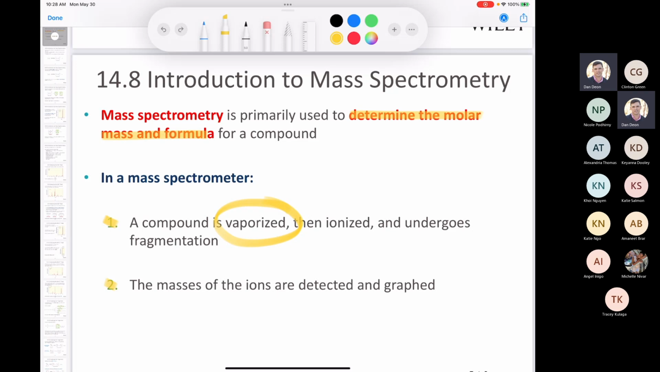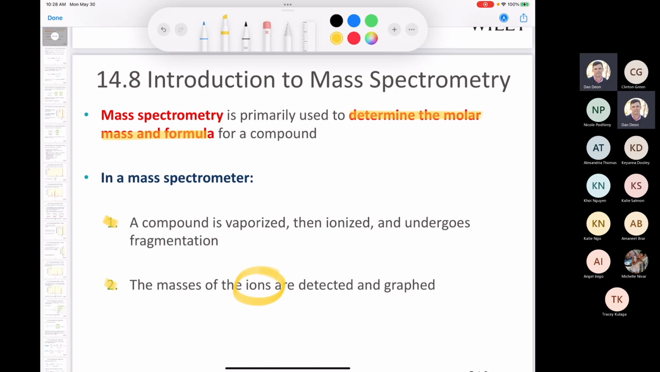And then ionization occurs when the molecule is hit with a high energy beam of electrons. And when it's hit with those electrons, it's going to knock an electron from the molecule, which causes it to fall apart. We call that breaking apart or falling apart fragmentation. And then the ions of those fragments are graphed according to their masses.